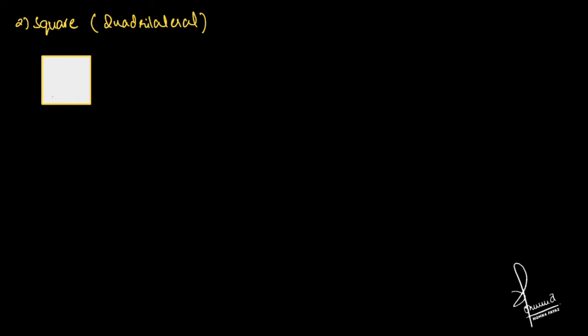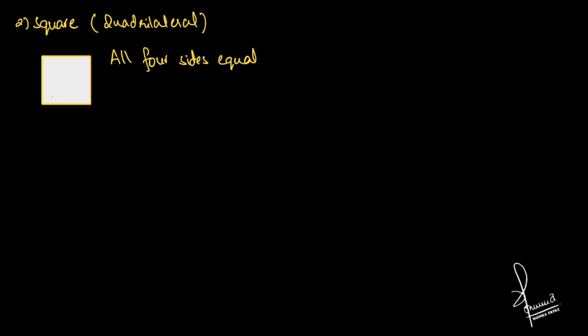The next shape that we will be discussing is a square. Now a square is a quadrilateral. Quad means 4. That means it is a closed shape with 4 sides and 4 vertices. So this is a square. Now what makes a square so special is the fact that it has all sides equal. So all the 4 sides of a square are equal.